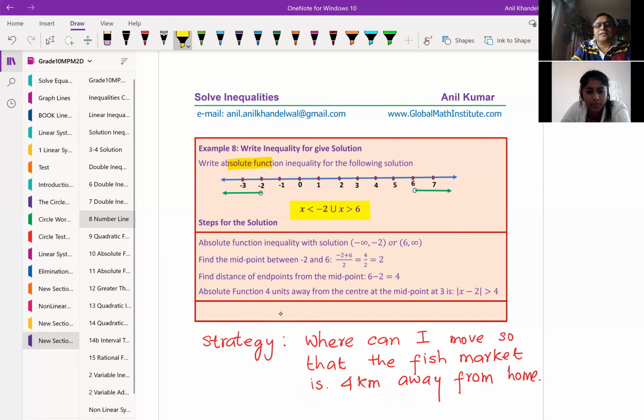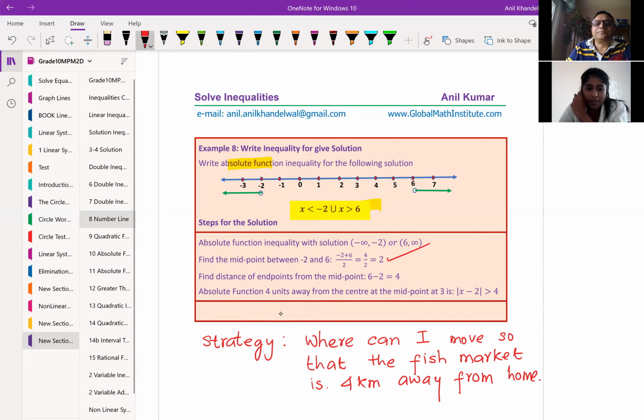Solution is x is less than -2, or we have used the sign union, right? So, or x is greater than 6. Now tell me, how will you find the absolute function to represent this as your answer? Yes. Okay, so first step would be find the midpoint between those two endpoints. Correct. So 6 add -2 is 4, divide by 2 is 2.